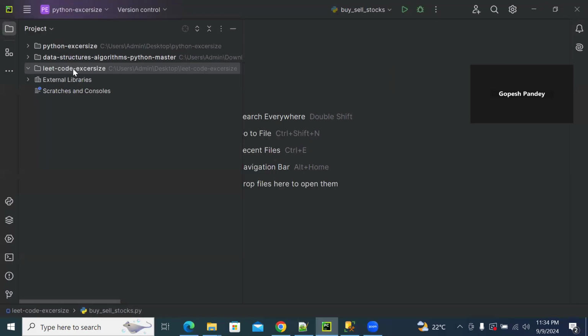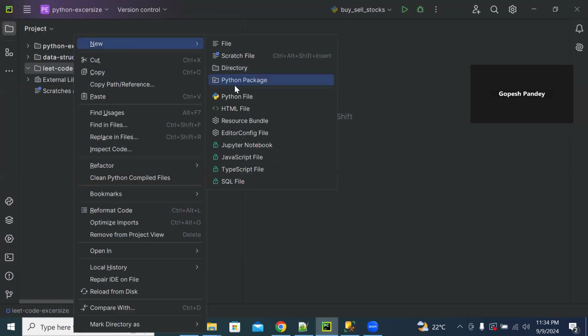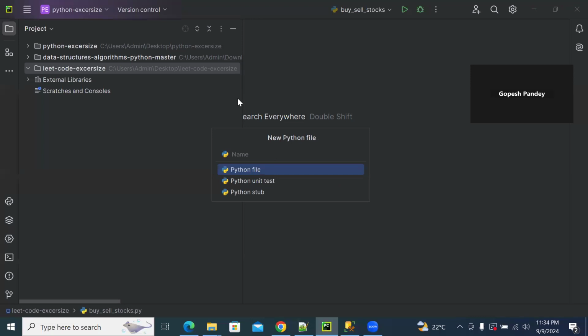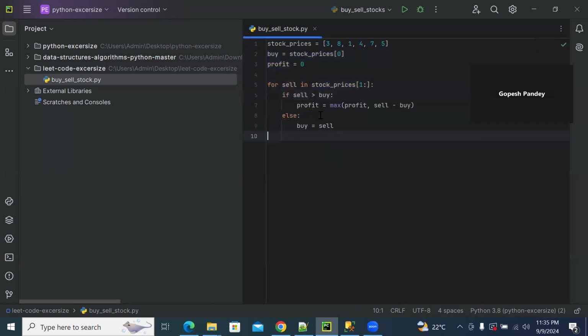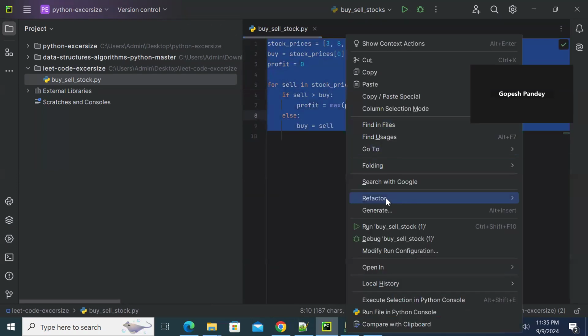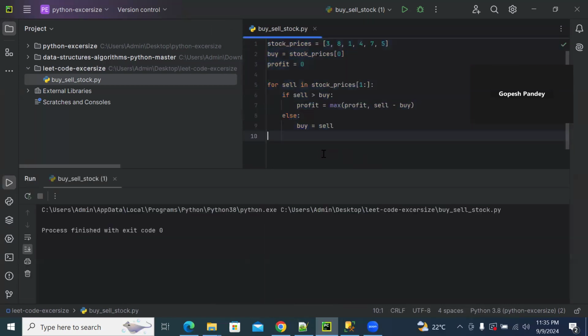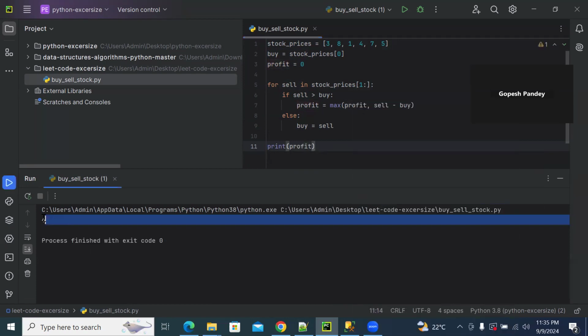Let me go and run this code. So here I will create one Python file. I will call it buy and sell stock. Okay, now you just write this down, and let me do a bit of formatting. So if I run this, I'm not printing anything. So let me print so that we can see the output, because we have to print the profit. We got the profit of 6.